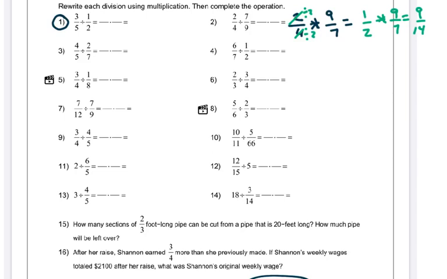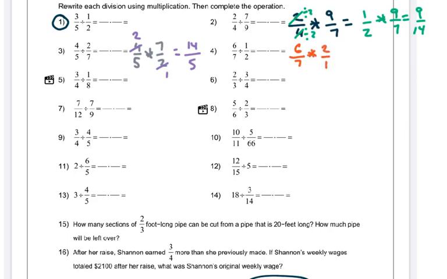Okay, let's try the next one. So this would be 4 over 5 times 7 over 2. Look to see if something divides out. These both are divisible by 2, and we're left with 14 over 5. So notice, when we divide, it's just 2 and 1, so 2 times 7 is 14, 5 times 1 is 5. Number 4, we have 6 over 7 times 2 over 1.